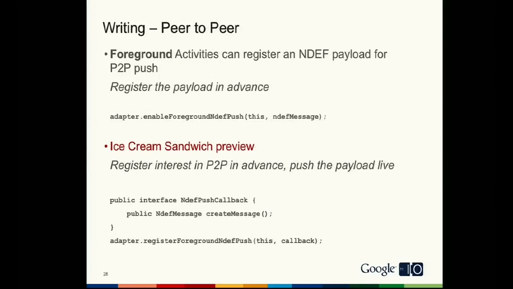So writing peer-to-peer is a little different. The way we set it up on Android is that only the foreground activity can register a payload to push over a peer-to-peer link. So the application needs to register that payload in advance. It's something that we think is really important in the way the APIs are set up, because we want to make sure that the user is aware of which activity is using the NFC radio.